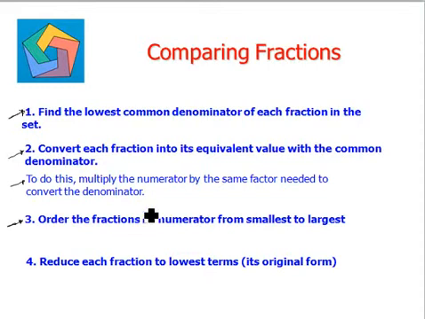Now after completing the second step, we'll have the same denominator. Now we need to look at the numerators and see what order is asked. Either we arrange from smallest to largest or largest to smallest, as desired. And then finally we reduce each fraction to the lowest term, that is, to its original form. Let's understand this with the help of some questions.